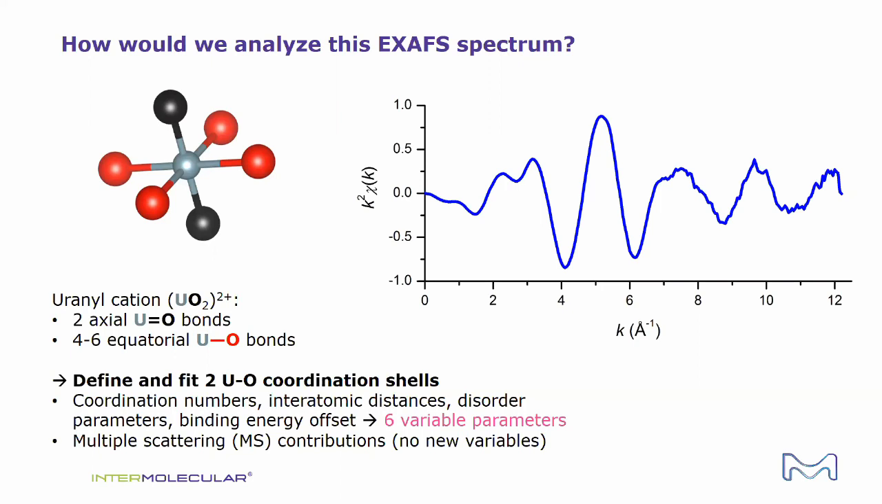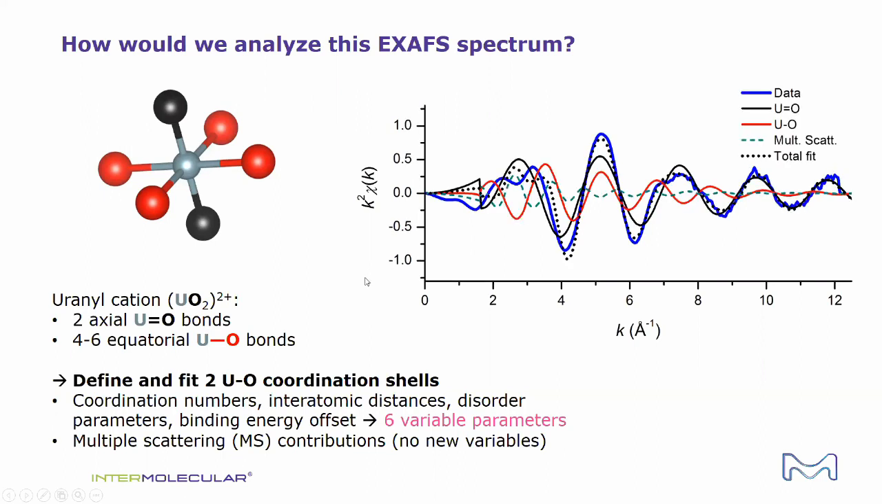In this case, we know that we only have 2 trans-dioxo bonds, but we have 4 to 6 equatorial bonds. So I've got 1 coordination number to fit. I've got 2 interatomic distances to fit, 1 for this shell and 1 for the equatorial shell. I've got 2 disorder parameters as well as 1 binding energy offset. So that's 6 variable parameters. And we'll include multiple scattering contributions as well, because they're important to properly describe scattering across this trans-dioxo configuration.